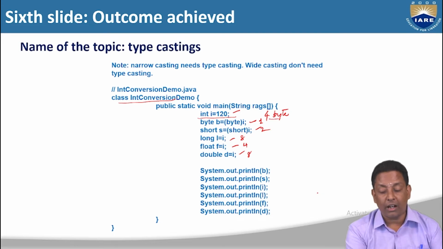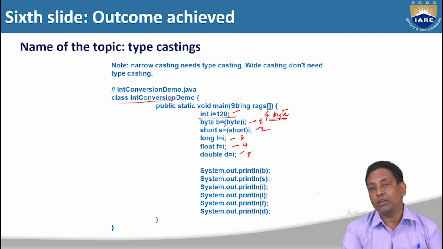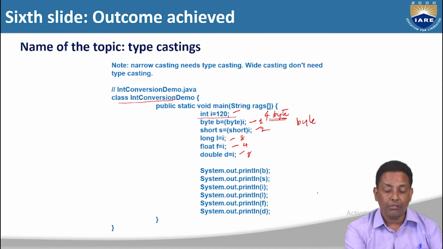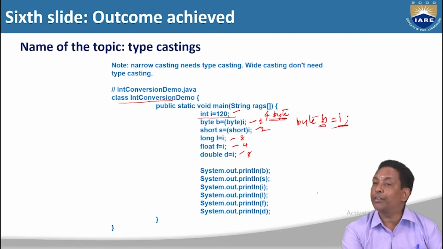This 4 byte data type value we want to assign to byte. Is it possible to assign int to byte? Int takes 4 bytes, byte takes 1 byte. How can we assign a 4 byte data type value into a 1 byte data type value? We cannot do that. If you try to directly assign an int value to byte, immediately we'll get a compilation error, saying that an integer value cannot be assigned to byte because it is a 4 byte value and byte is a 1 byte value.